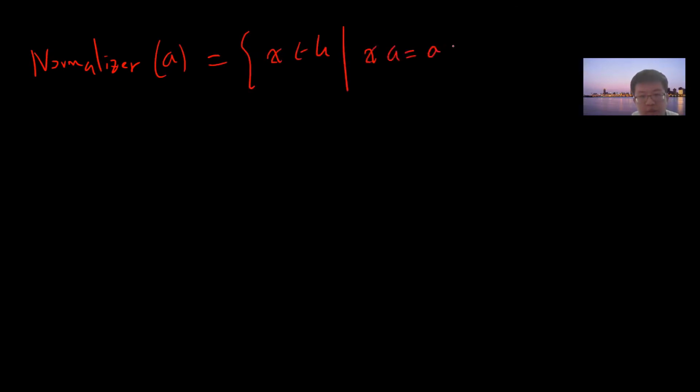Let's talk about normalizers. Given an element A, the normalizer of A is all elements belonging to G such that they commute with A. I call it N of A. Lemma. It should be very simple for you guys. N of A is a subgroup of G.